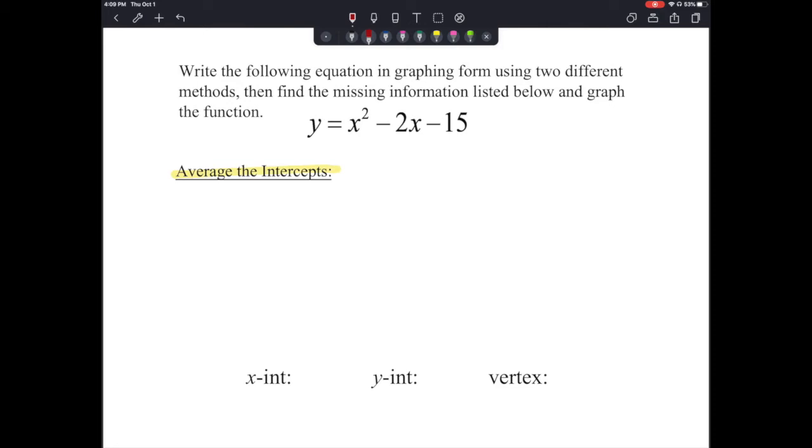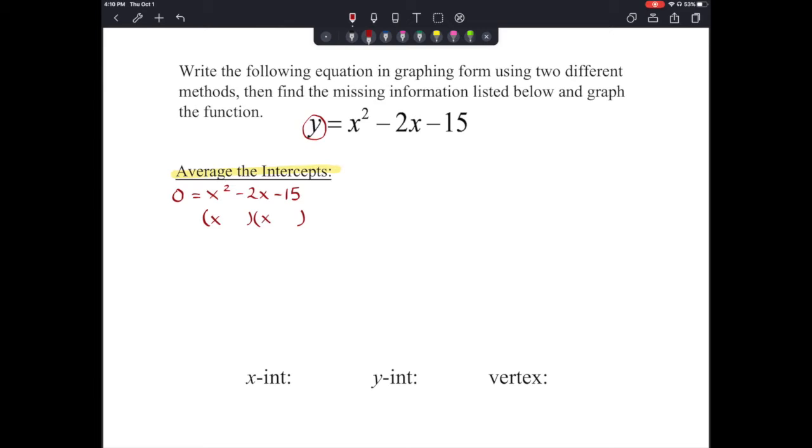Okay, so if we wanted to graph this by averaging the intercepts, we first need to figure out what those two x-intercepts are. So to solve this equation, y equals x squared minus 2x minus 15, we first need to replace the y with a 0. So our output is 0. We have x squared minus 2x minus 15. Now we need to solve it, and you can use whatever method you want. However, if it's able to be factored, I would try to do that. That's going to be your easiest method for solving.